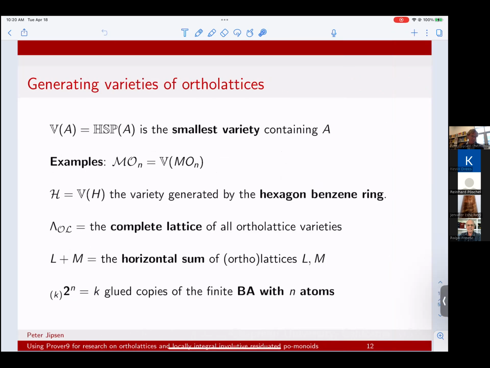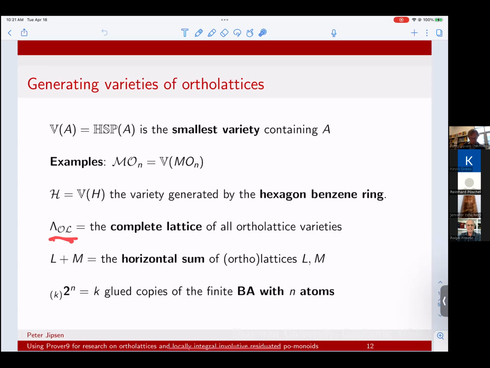Now, generating varieties of ortholattices is straightforward. You just pick your favorite ortholattice A and you construct HSP of it. For example, you can get the MOn, the modular ortholattices. They all have height 2 because they come from these MO2n lattices. And here's H, the variety generated by the hexagon benzene ring.